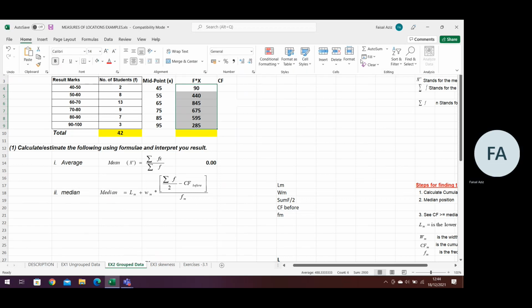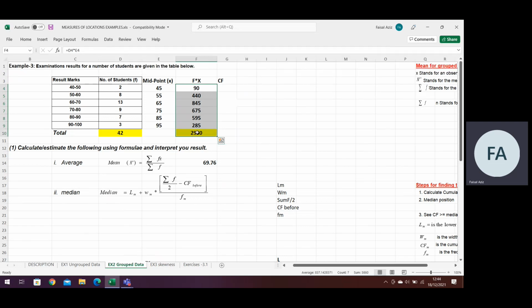So here in the home screen I will click auto sum. The sum of fx is 2930. Now look at the formula. The formula says that the mean equals summation fx divided by summation f. So I will apply this equal sign. This is summation fx, the total, divided by summation f, the total frequency. Just click enter and then you will get the average. So this is how we can calculate the average.